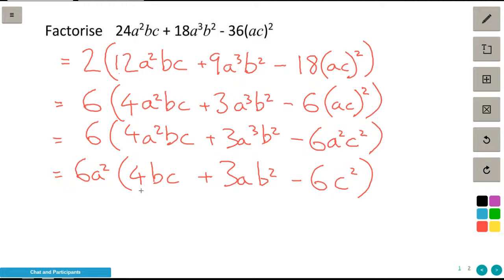A quick double check to see that there's nothing else we've missed. We haven't got any common a's there. We haven't got enough common b's. We haven't got enough common c's. And if we look at 4, 3, and 6, they haven't got any common factors either. So that's going to be factorized as far as we can go.